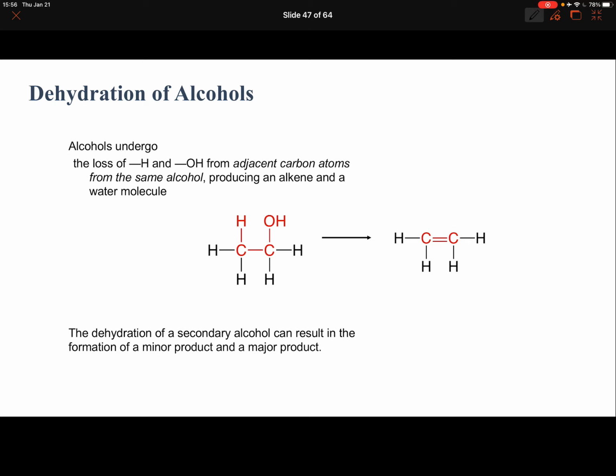So the loss of an H and OH from 2 carbons that are next to each other will produce an alkene and a water molecule. We call it dehydration. So alcohols will, in the presence of acid and heat, decompose into an alkene.